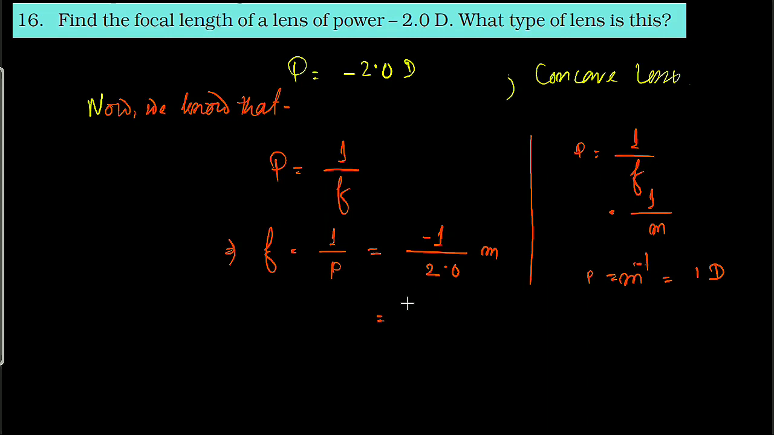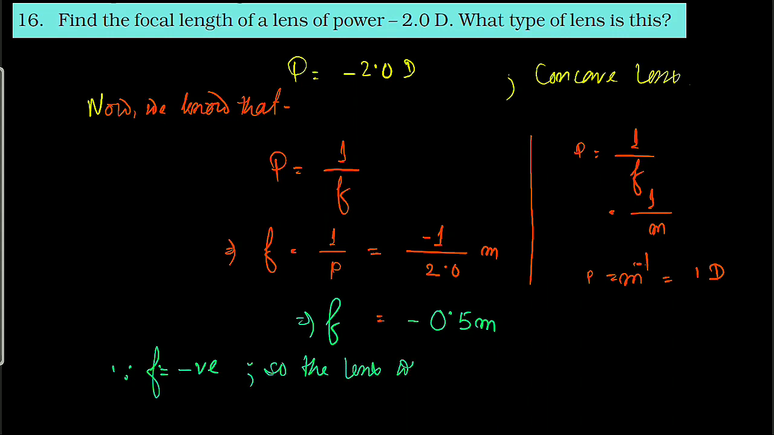So if we solve this, what are we going to get? We will get the focal length as minus 0.5 meter. We have got the focal length as negative, right? So what can you write? Since F is negative, the lens will be a concave lens. Simple question, simple answer. This is the end.